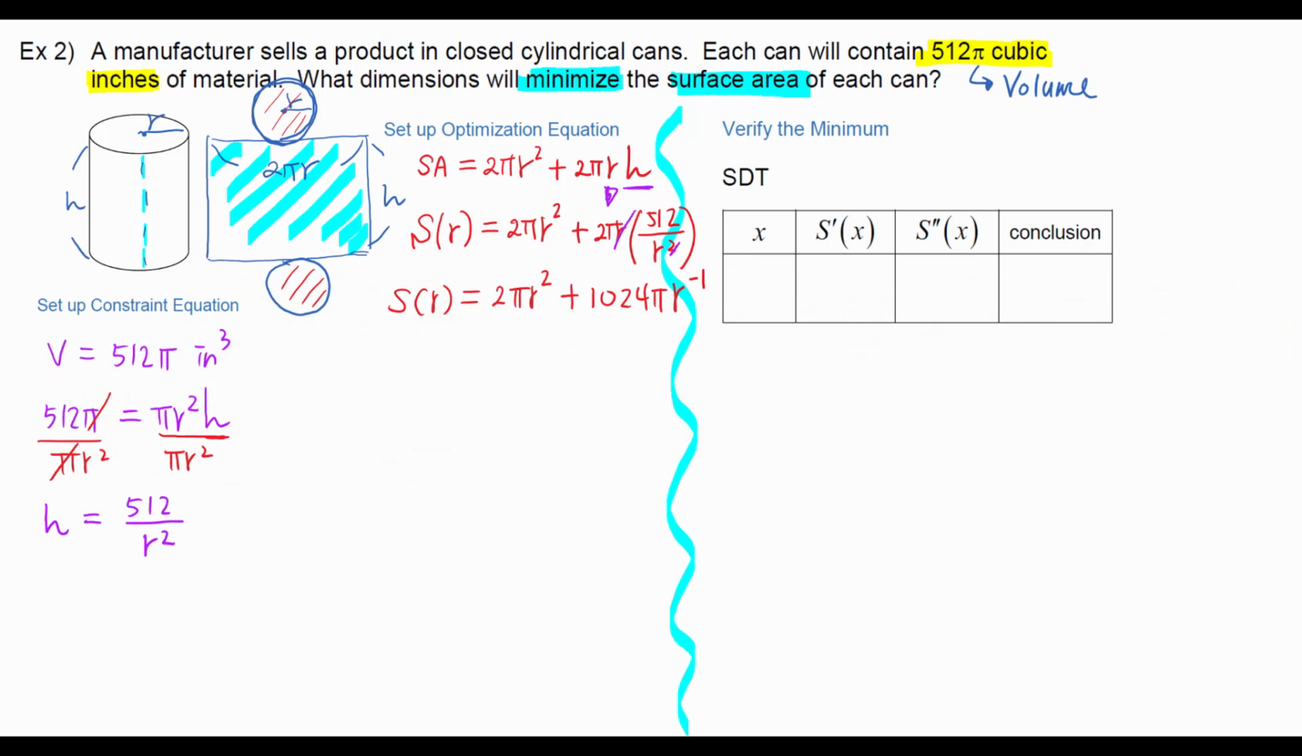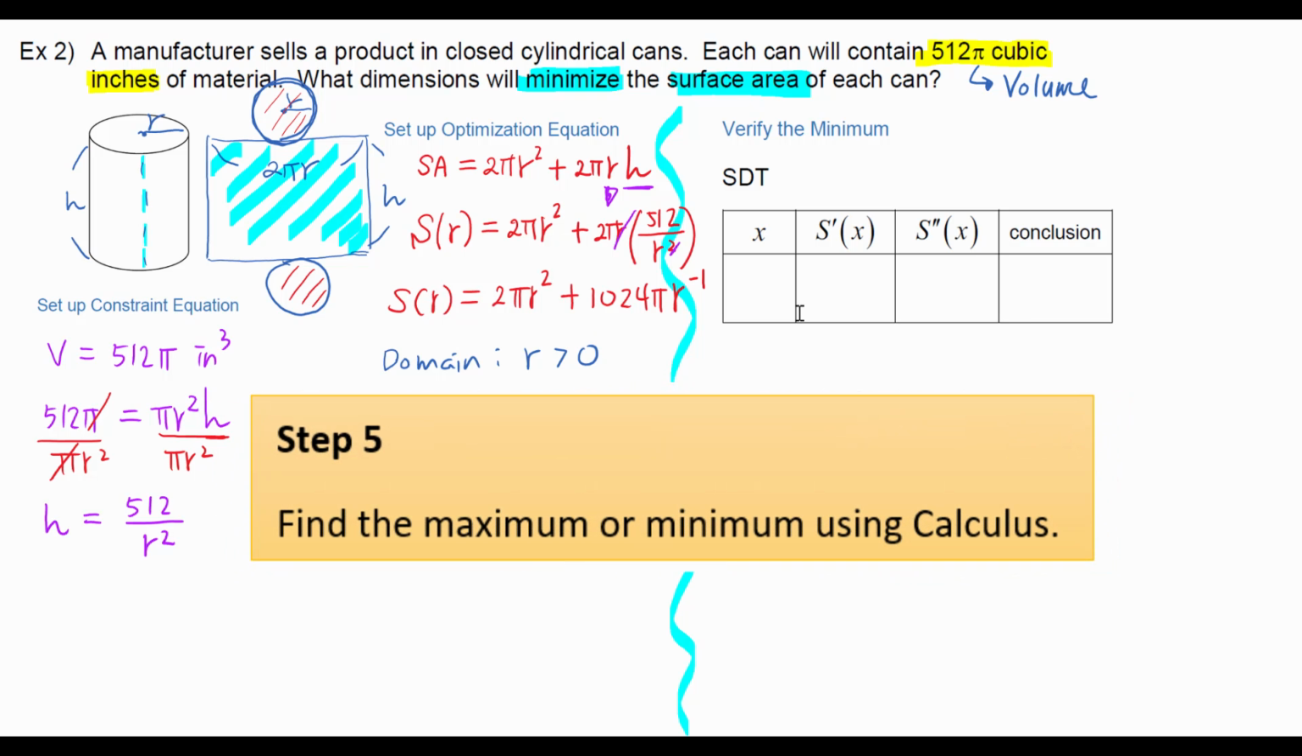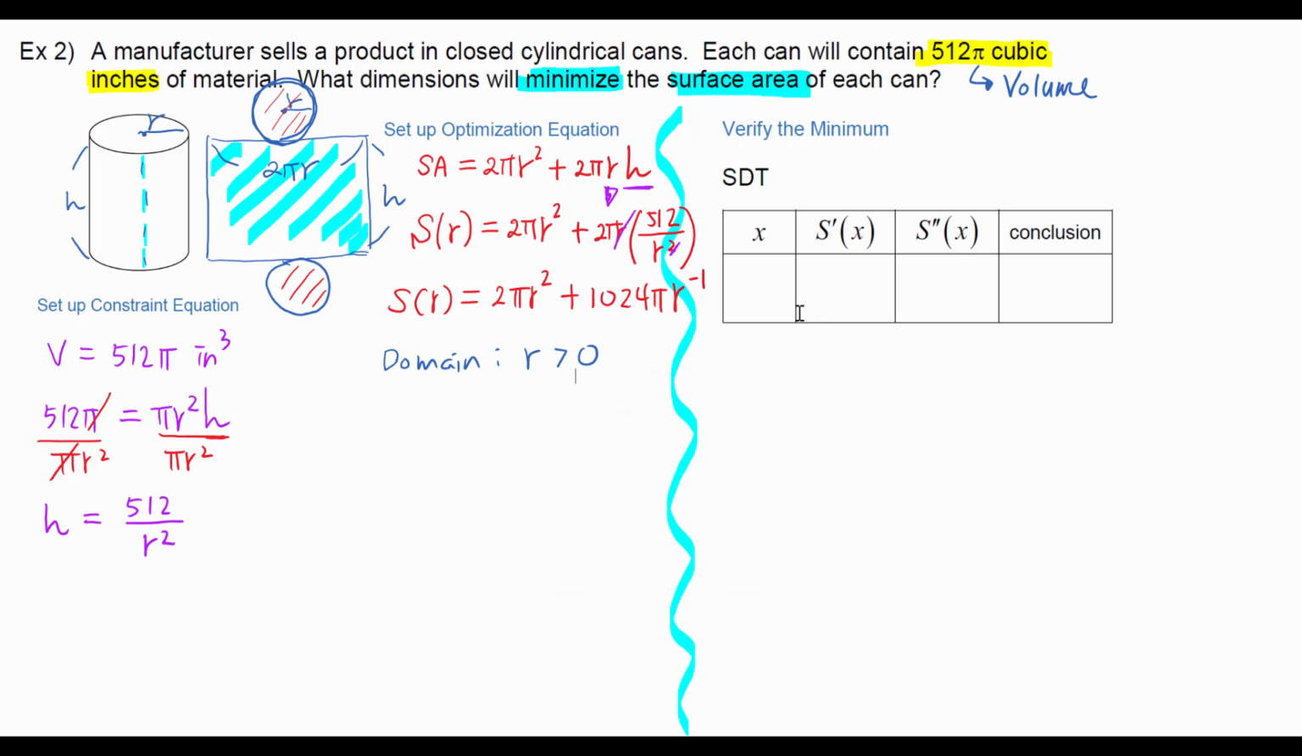So my variable in my optimization equation is variable r, and since r is the radius of the can, and radius of can cannot be negative, it cannot be 0, so domain of r is r greater than 0. So now do step 5, find the maximum or minimum using calculus. So now, again, let's take the derivative, find the critical number, and then we can test in the second derivative to see if it is giving us indeed minimum.